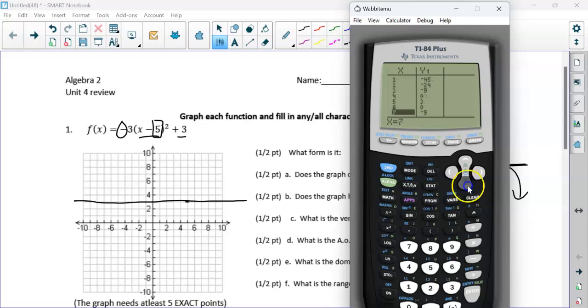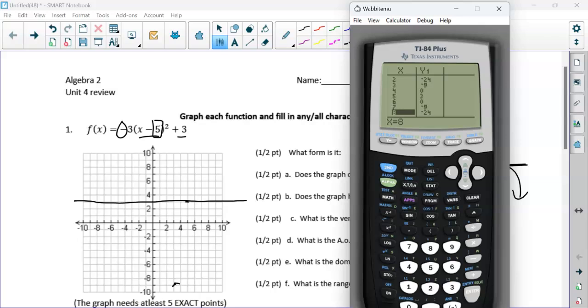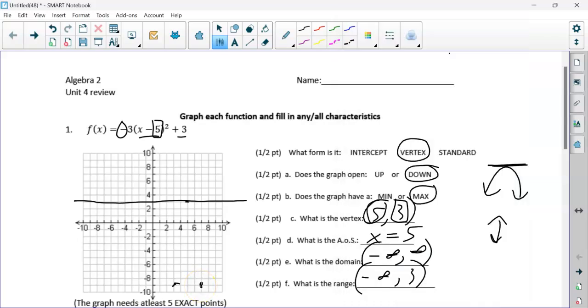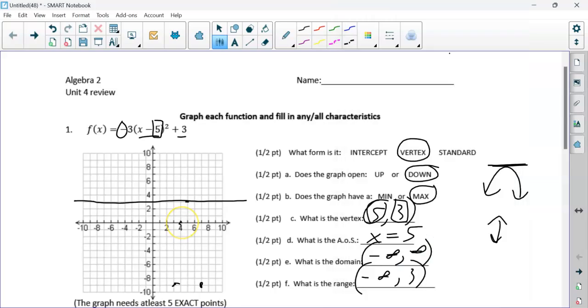So there's 5, 3. There's our vertex. We're trying to find some points we can put, like 3, -9. So 3, -9 is right here. Okay? And 7, -9. We also have 4, 0, and 6, 0. And those are 5 points, which we want to have. And there's our graph right there with all the information filled out.